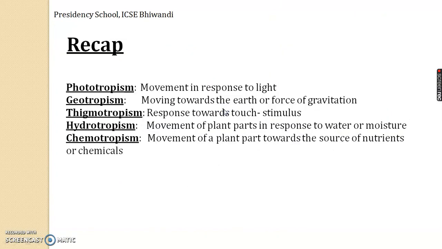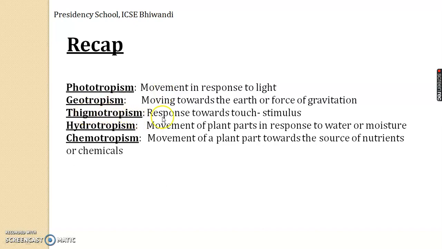Now let's understand what all things we have learned here. First we learned about phototropism, movement in response to light. Again here you have to learn about positive and negative. The shoot will show positive phototropism and the roots will show negative phototropism. Geotropism is moving towards the earth or the force of gravitation. In this, roots will show positive geotropism and shoots will show negative geotropism.